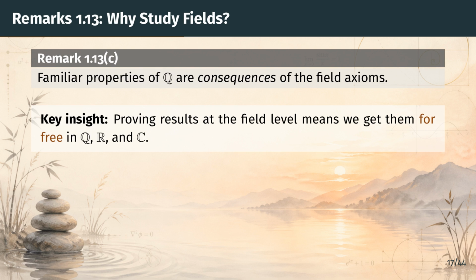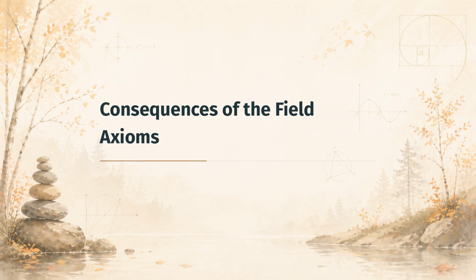Part C of Remark 1.13 explains why we bother with this abstract setup. Many familiar properties of the rationals, such as cancellation laws and sign rules, are actually consequences of the field axioms alone. Once we prove them at this level of generality, we will not need to reprove them when we construct the real numbers or the complex numbers. Let's now see what the field axioms imply.